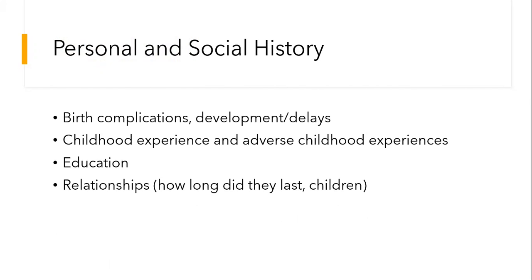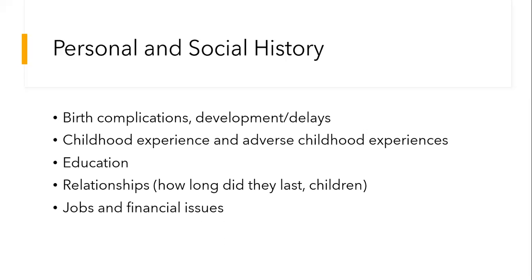What kind of relationships have they had in the past? Do they have any children? How long did these relationships last? These all give clues to the diagnosis. As an example, people with emotionally unstable personality disorder have difficulty with relationships, and they may have a history of intense and unstable relationships in their past. So this is important to explore in the personal and social history, so that we can get some clues as to what the diagnosis could be.